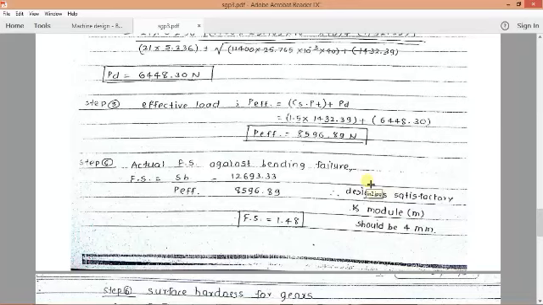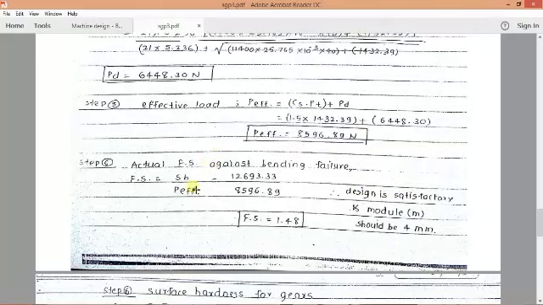Now we have to calculate the actual factor of safety. This is because if the actual factor of safety is greater than the given factor of safety, only then is the design satisfactory. I have already explained how it works. So we have to calculate the actual value of the factor of safety after these calculations.